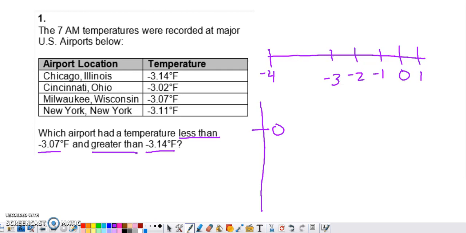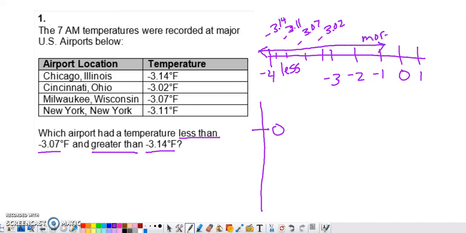Okay, so the first one you're going to come to after negative 3 is going to be negative 3.02. Your next one you're going to come to is negative 3.07, and then negative 3.11, and then negative 3.14. Now, I am getting really close to 4. These guys really aren't anywhere near 4, but I'm just showing you the order that they would appear in, okay? So the further we move to the left, the smaller or the lesser the numbers become. The more you move to the right, the larger or the more numbers become.